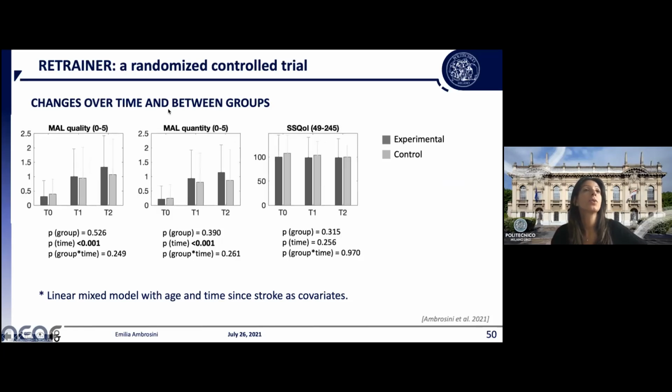We measured also activities of daily life, evaluating the motor activity log, quality and quantity subscales. And again, here the improvement was similar for the two groups. And finally, we evaluated the quality of life. And here we did not observe any improvement for both groups. So none of the group had a significant improvement in terms of quality of life.